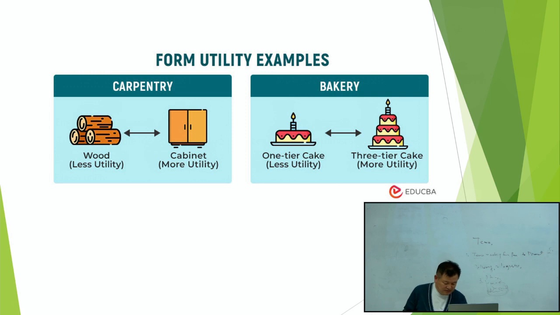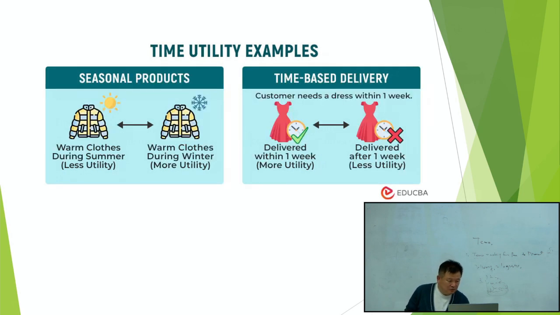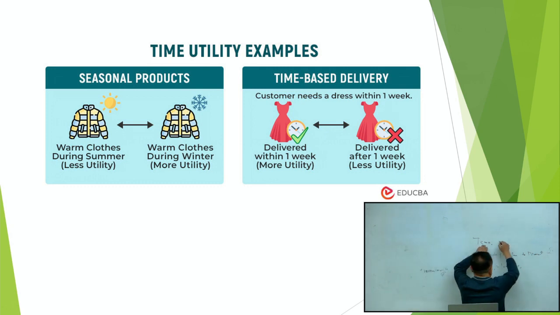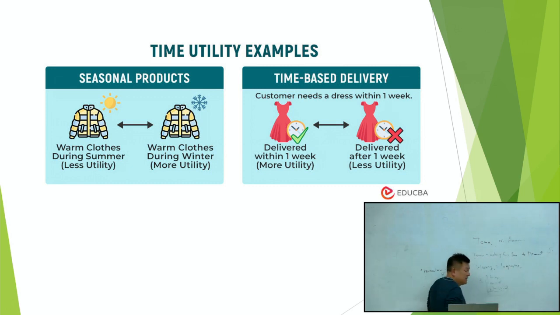Also, time utility is about delivery time or being ready for that. Also, it's related to the Temu case. This is a related concept in business management in inventory. You know, compare Temu versus Amazon. What is the main difference?